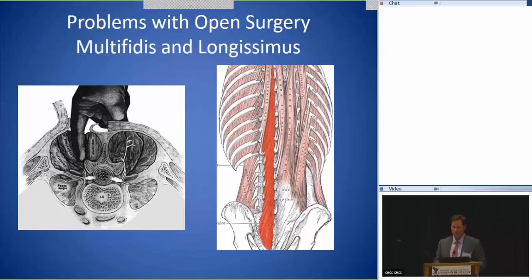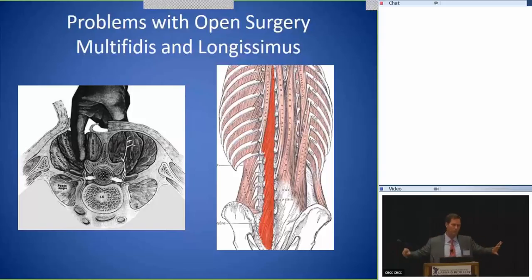And so the real problem that comes down with open surgery is that we disrupt these two muscle groups, the multifidus and longissimus muscles. And basically, when you do an open fusion or even open decompression, you make a skin incision down the middle, you strip and tear all this muscle out to here, down to here, and then out to the tips of this transverse process here when we're doing a fusion. And so you're taking all that muscle and you're pulling it way out to the side.